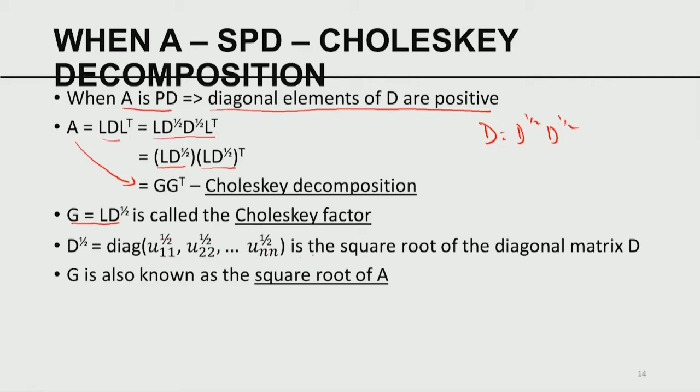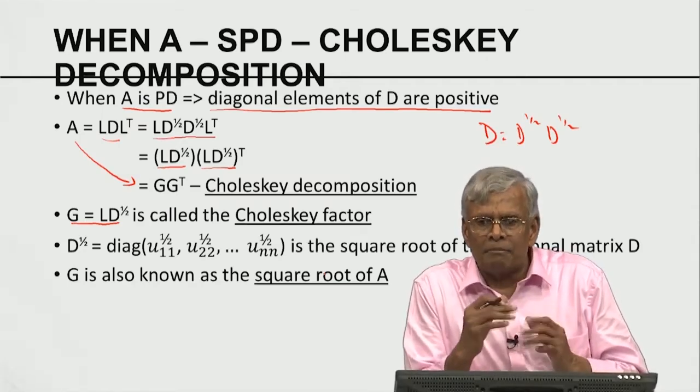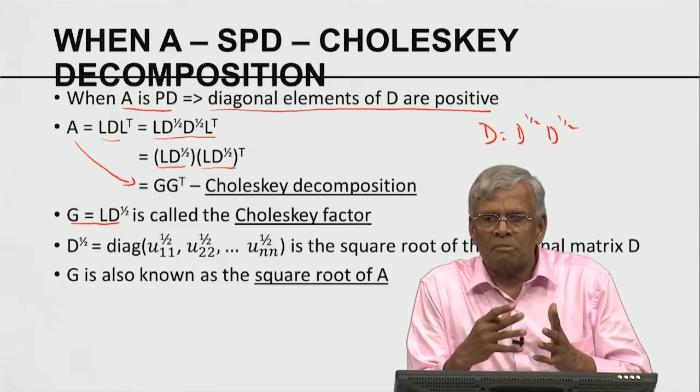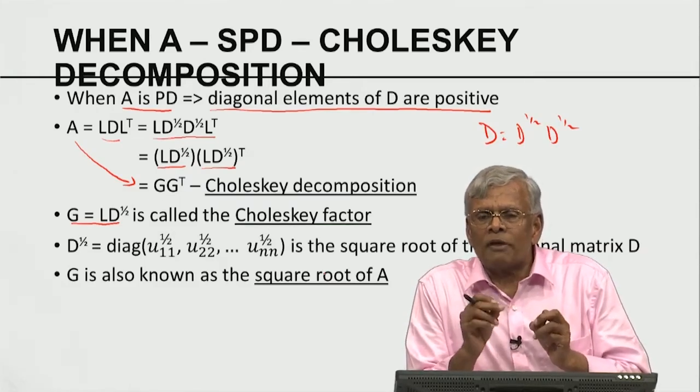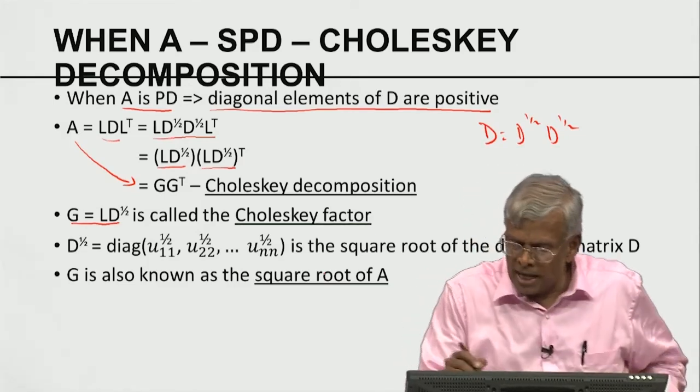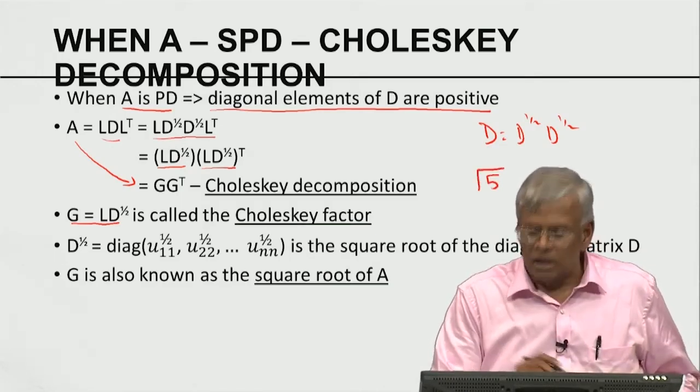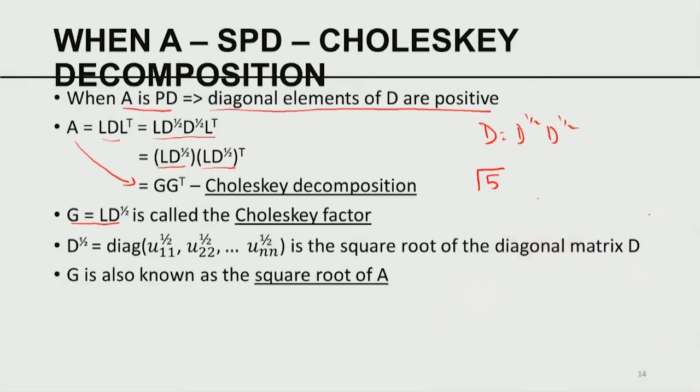In some circles, the matrix G that we compute is also called a square root of A. So if I can talk about the square root of a diagonal matrix, if I can talk about the square root of a number, I should also be able to talk about the square root of a matrix. But here comes the difference. When you take numbers, the square root of a positive number, say pi, is the square root of pi. If I consider minus pi, the square root of minus pi is complex. So if you want to remain within the real world, square root is defined only for positive numbers. Likewise, if you want to define square roots of matrices, the matrices have to be positive definite.